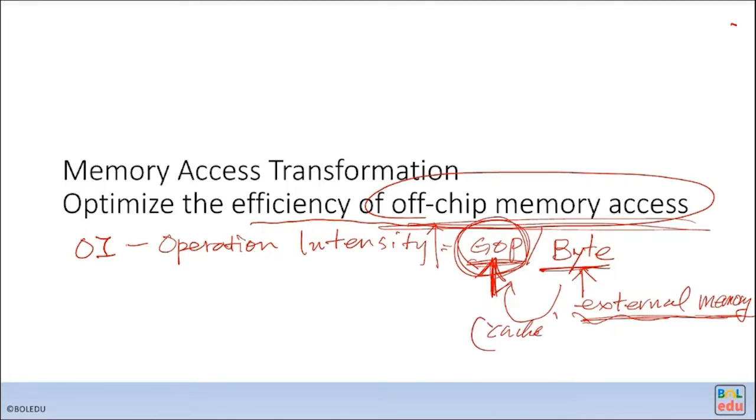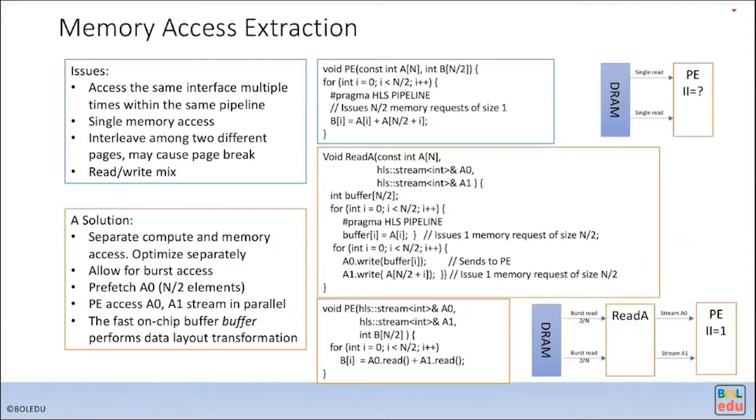But however, there is only a limited amount of memory in the FPGA chip. So how do you efficiently use those buffers? That's the topic we like to explore. Okay, let's take a very simple example here. That's memory access extraction.